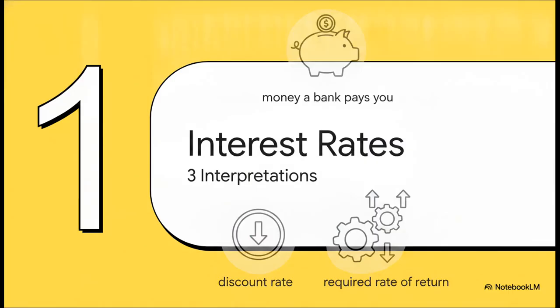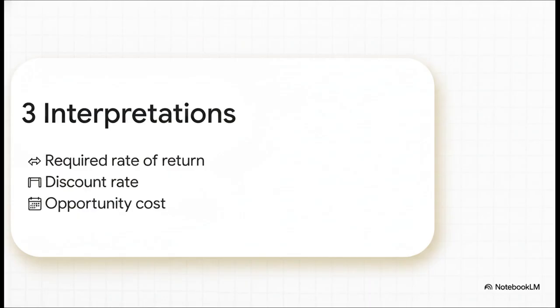Section 1. Interest rates and their components, specifically the three interpretations. Okay, let's dive into this. So the very first trap to avoid is misunderstanding the absolute foundation of finance, the interest rate. It's not just money you get from a bank, right? We actually interpret it in three distinct ways. First up, it's a required rate of return. That's literally the absolute minimum return an investor demands before they'll even think about committing their money.